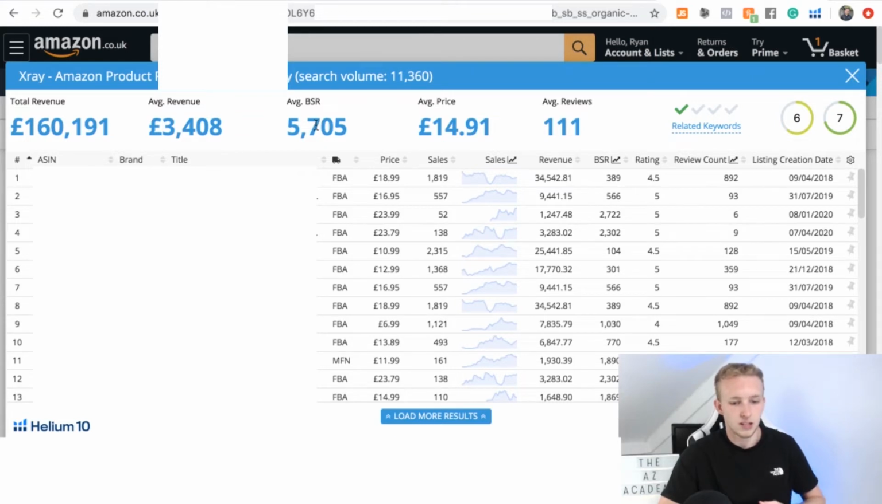We won't talk about the BSR for now. Average price around £15, so yep, that's fine. I'm sure we can find some wiggle room in that when we actually start looking at the products. And the average reviews of 111, which again, is very low, exactly something we'd be looking for.